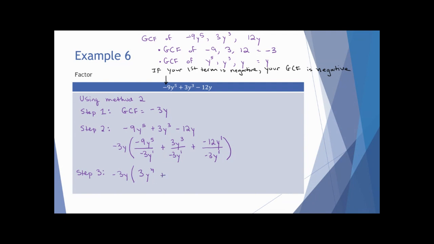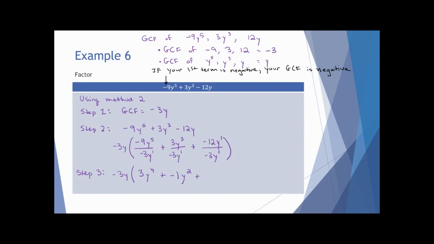Now I have a 3 divided by a negative 3. So that's going to give me a negative 1. And then I have a y. And then when I subtract the exponents, 3 minus 1 is 2. So I get a y squared.